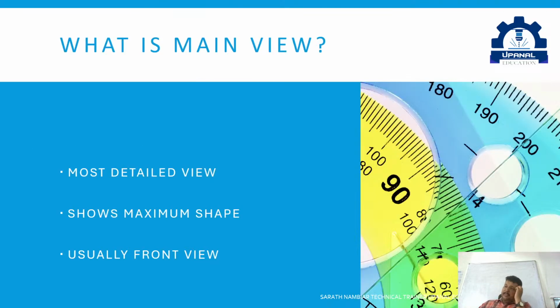Now what is the main view? Main view means the view that shows the maximum information about the part. In most cases, it will be the front view. But never blindly assume. Sometimes, depending on the drawing, another view may show more details. So your job is simple. Look at the views and identify which one is giving you the clearest picture. Which one shows the shape more clearly? Which one has more features visible? That is your starting point.